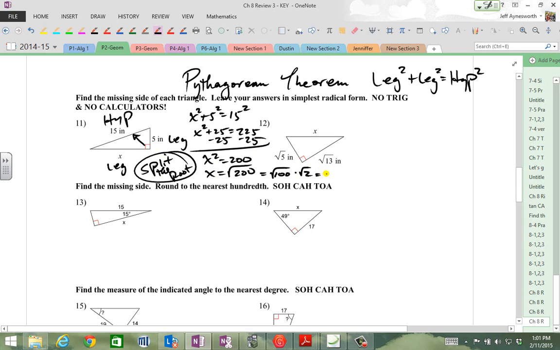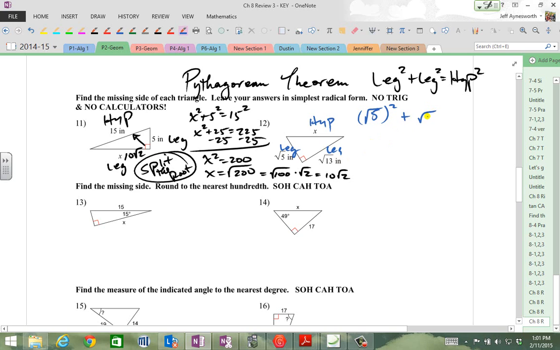All right, and that's equal to 10 rad 2. So 10 rad 2 here. Okay, on the next one, you've got the legs here. You got the hypotenuse up here. So you start with the legs. Take the square root of 5 and square it.